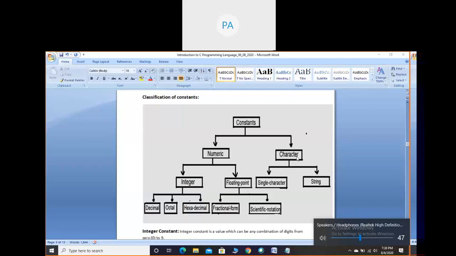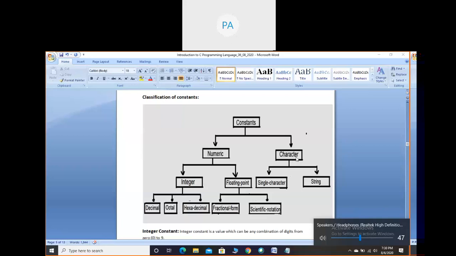So numeric and character. Numeric means related to only numbers, and character means related to not only letters like capital letters and small letters. Three categories you have to consider whenever you consider character: capital letters and small letters, first category; second, digits; third, symbols. These three categories you consider when you look at the word character.